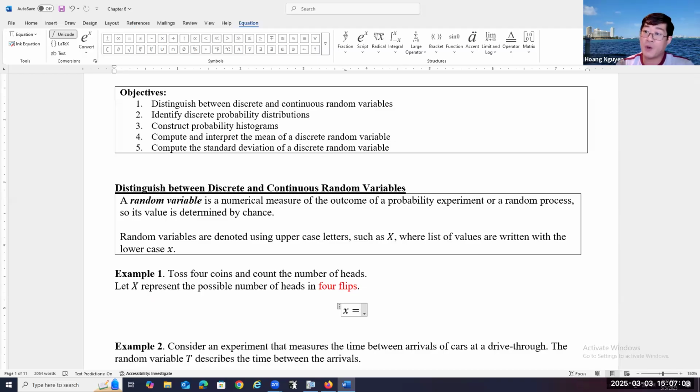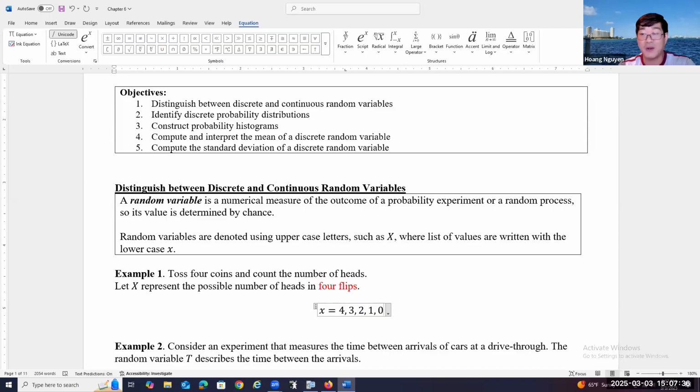Because we flip the coin 4 times, you might have exactly 4 heads in a row: head, head, head, head. So the number of heads is 4. Or maybe we get 3 heads and 1 tail, so the number of heads is 3. Or 2 heads and 2 tails, so the number of heads is 2. Or 1 head and 3 tails, so the number of heads is 1. Or 4 tails in a row, then the number of heads is 0.